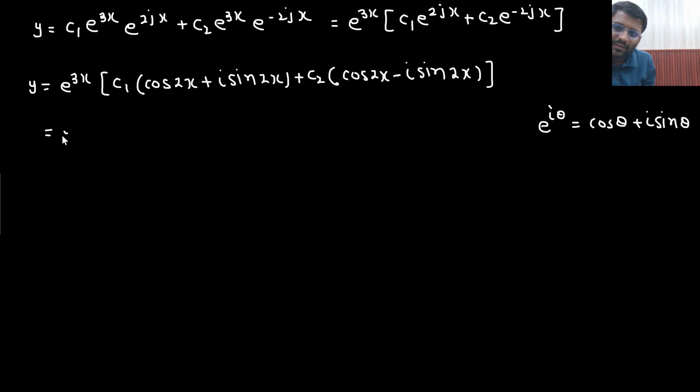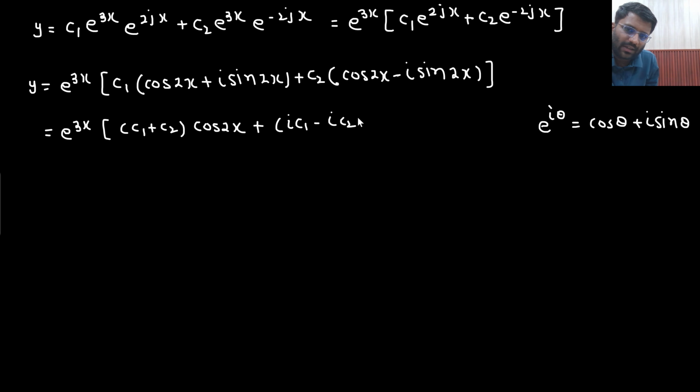Absolutely. Now can you notice one thing? C1 cos 2x, C2 cos 2x. So can I write down in this way? C1 plus C2 cos 2x plus i C1 minus i C2 sin 2x. Say yes or no. Cos 2x, C1 plus C2. C1 i minus C2 i, so i C1 minus i C2 sin 2x.